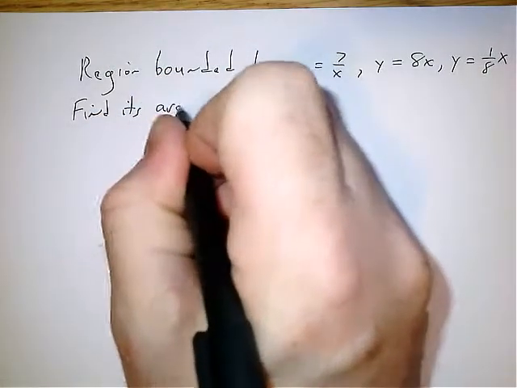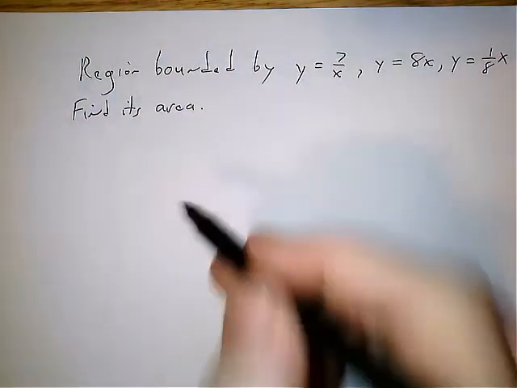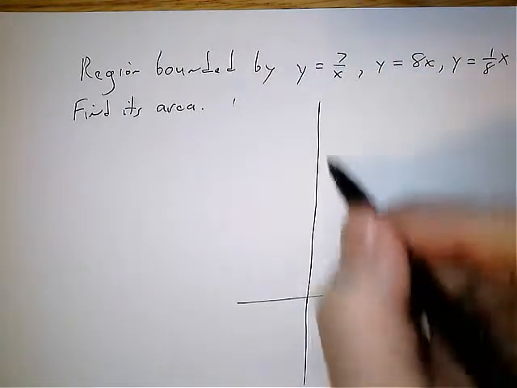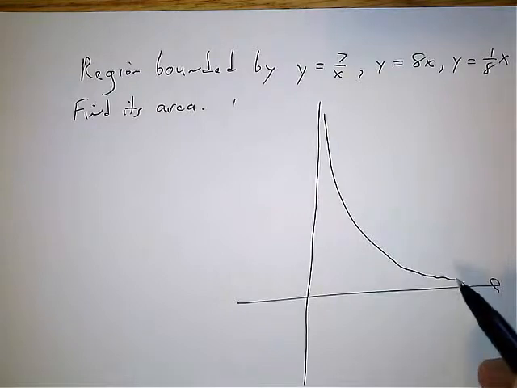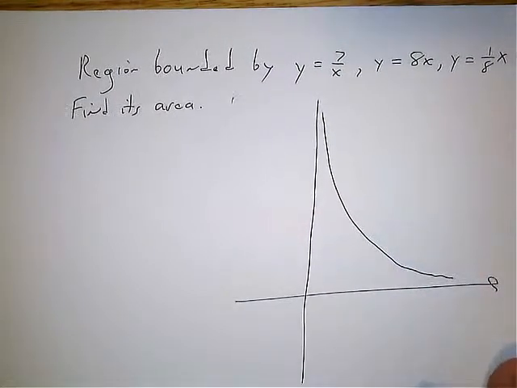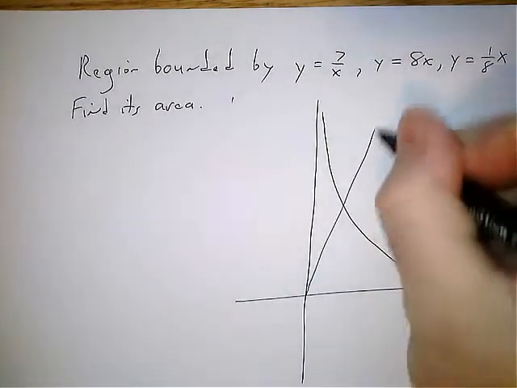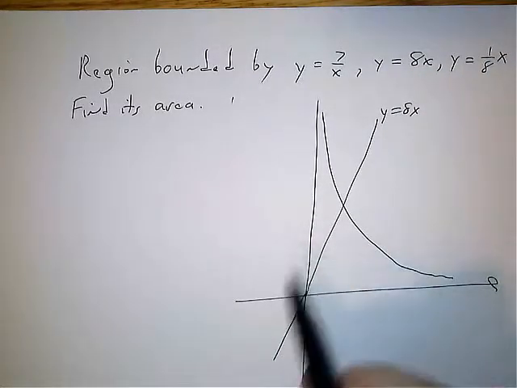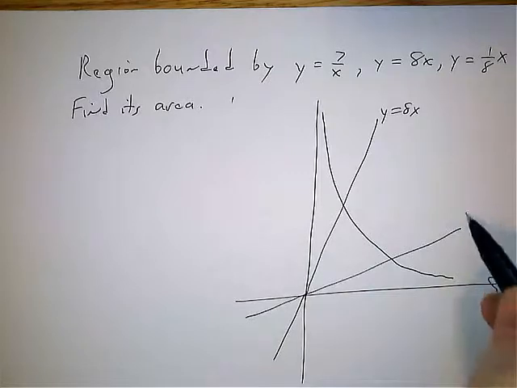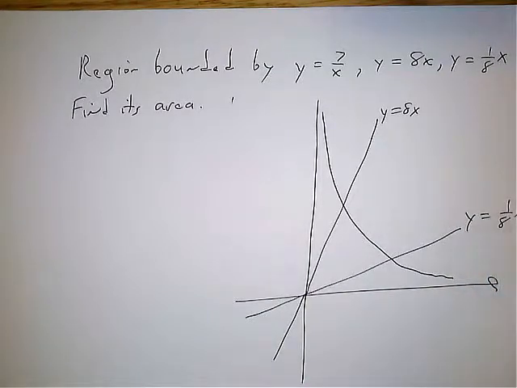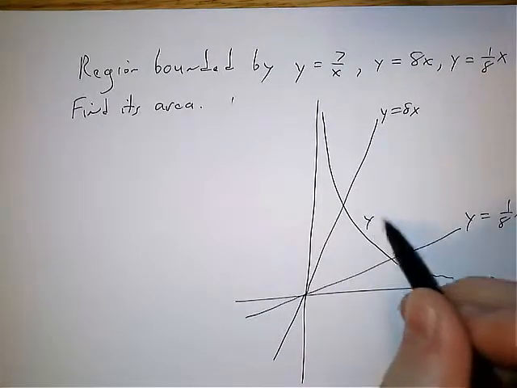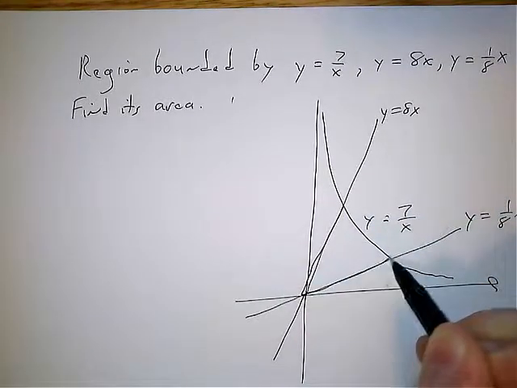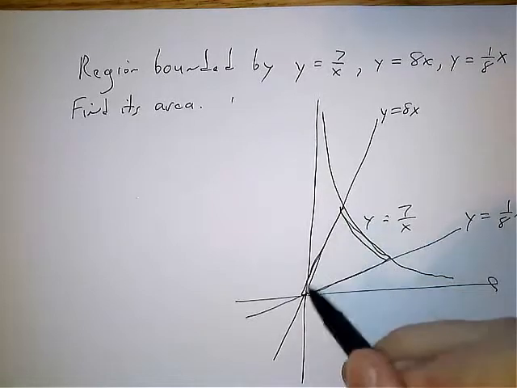its area. So the first thing on these things is always you first draw a picture. So here's y equals 7 over x in the first quadrant. 8x is a line going through the origin with slope 8. Here's y equals 1/8 x. And this is my y equals 7 over x. So this is my region right here, bounded by these three things.